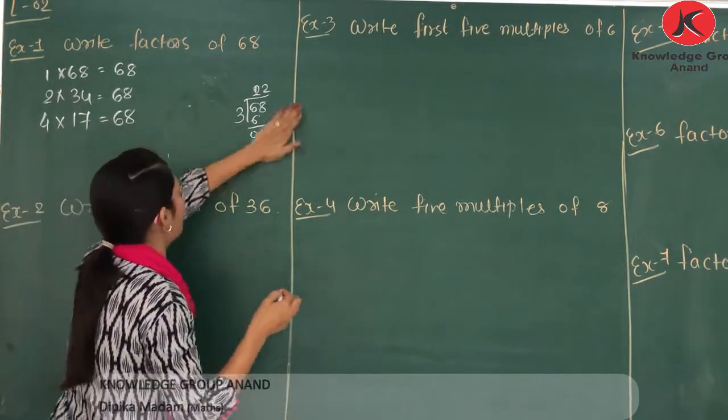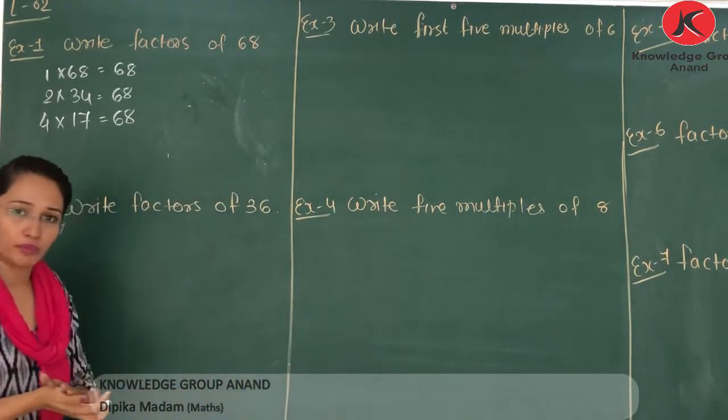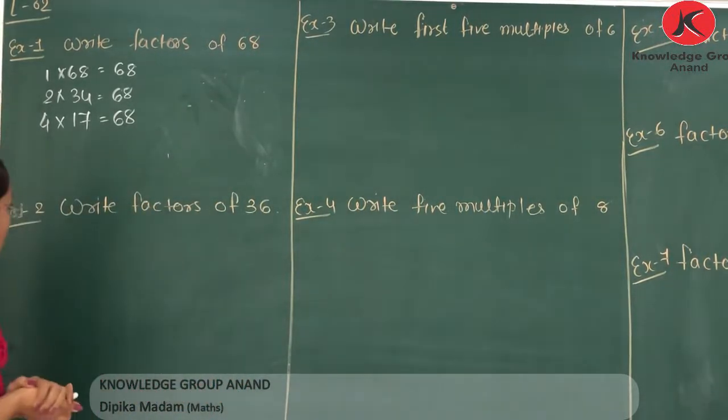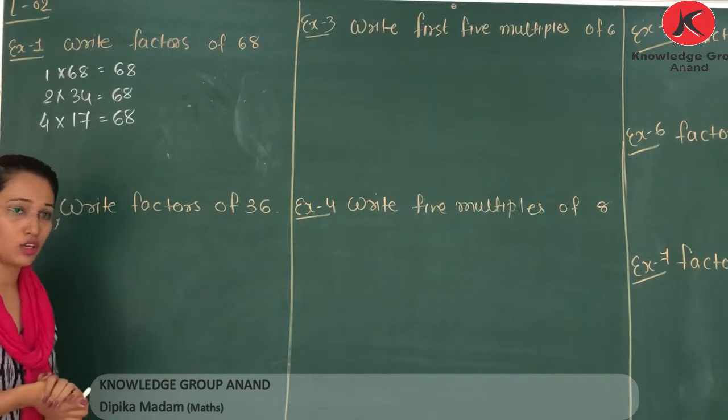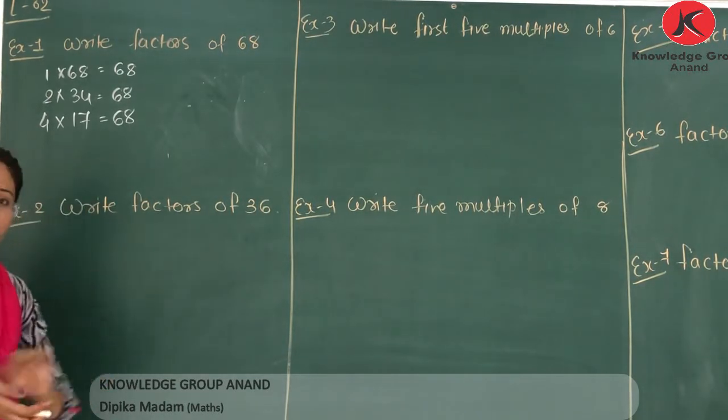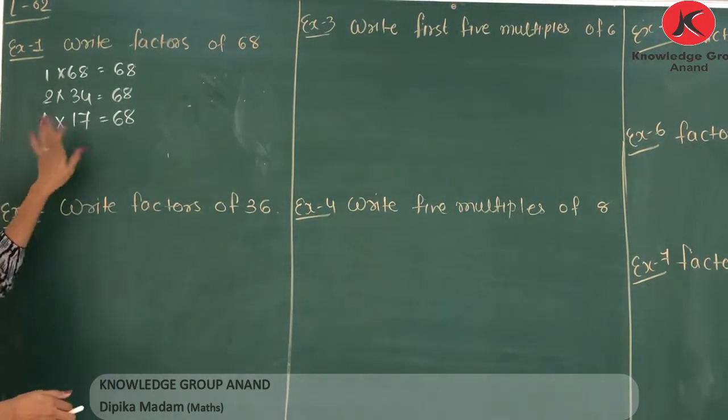Now you can check it for a 5. 5 will not be a factor of 68. 6 is also not a factor of 68. If you increase the number, 17 will be the last number.